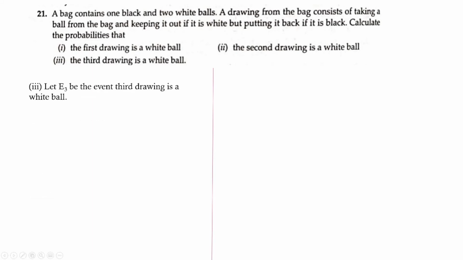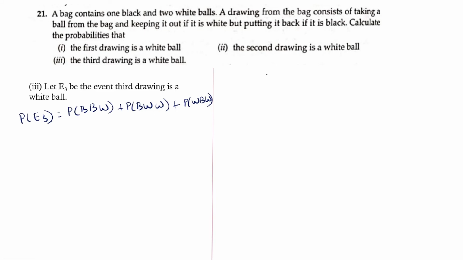Moving on to the next subdivision. The third drawing is a white ball. So let E3 be the event: third drawing is a white ball. So probability of E3 will be, we have probability of drawing black ball first, black ball second, and then the third ball white. Plus probability of black ball first, white ball second, third ball white. Plus probability of white ball first, black ball second, and white ball third. So these are the various cases where we can draw the third ball as white.